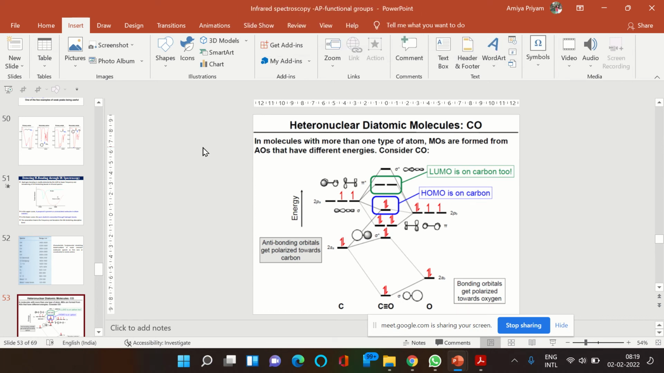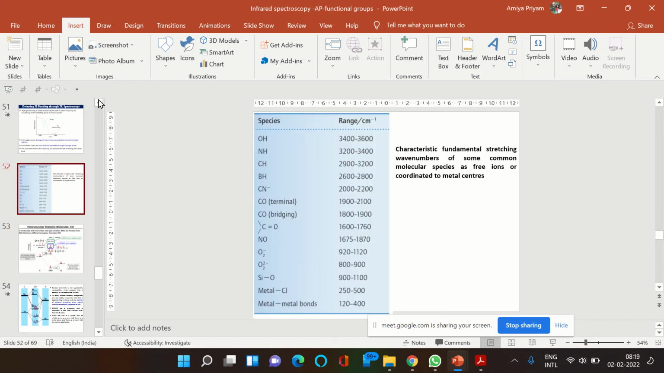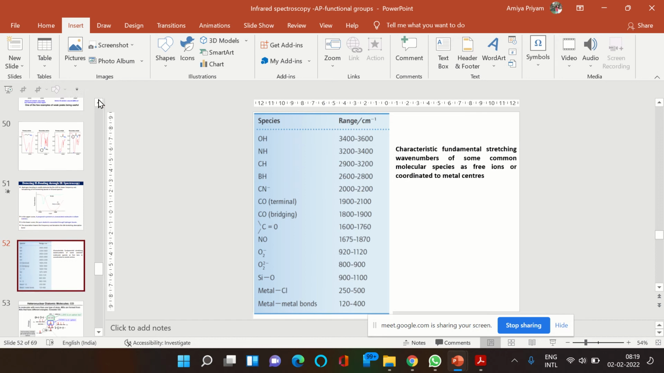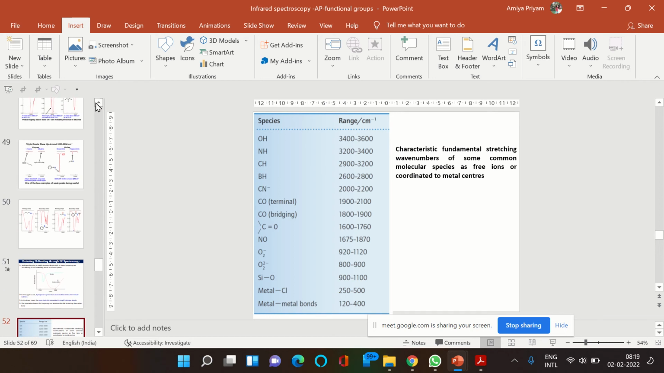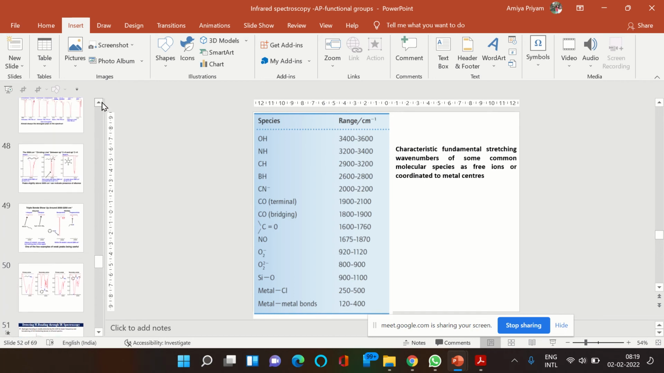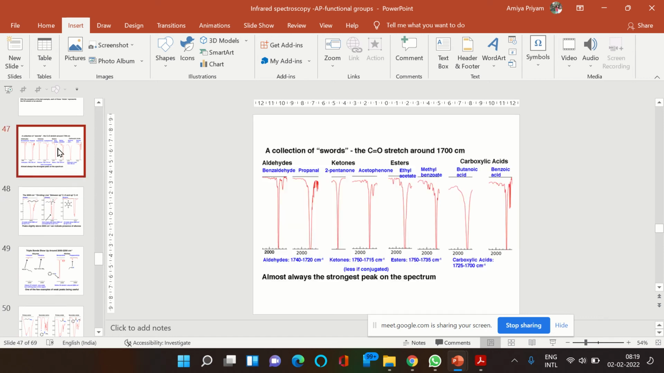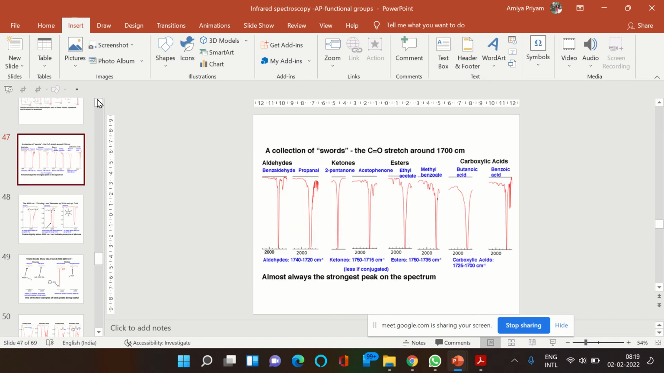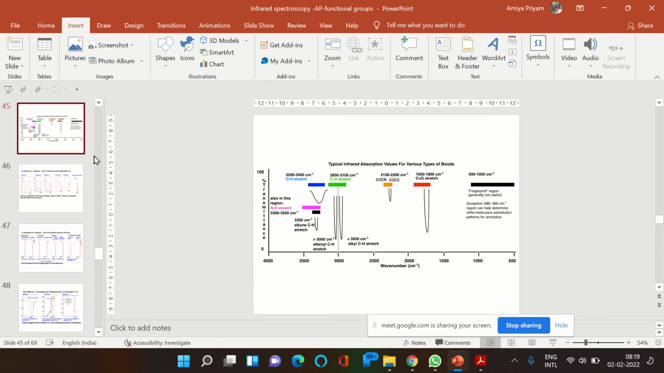The application part of this, after learning the fundamentals of IR and Raman, this is what you have to do. You have to identify. You should now be able to, given a spectrum, identify what the features are, what bonds are present. And typically I told you a few things. So starting from here, if I may.